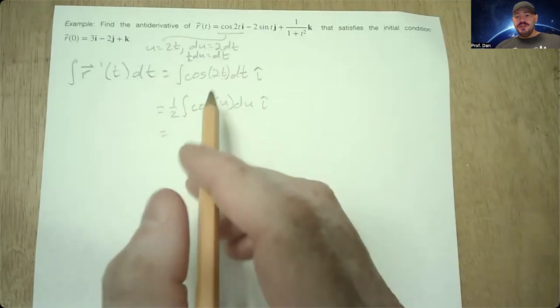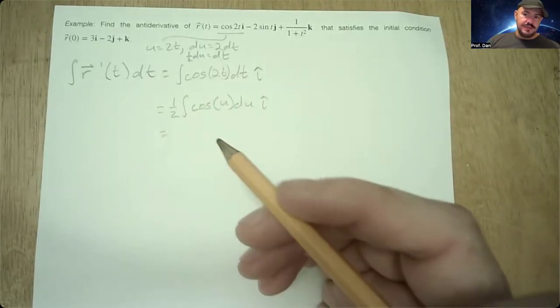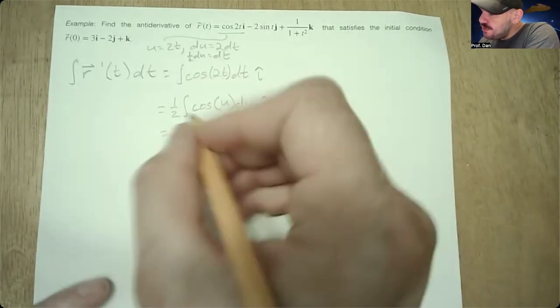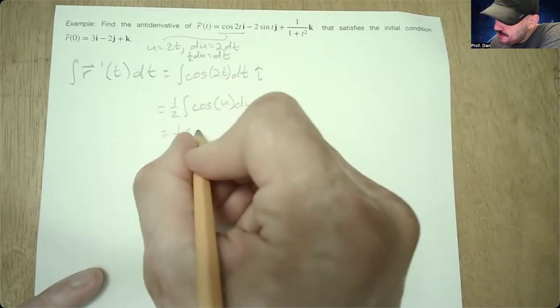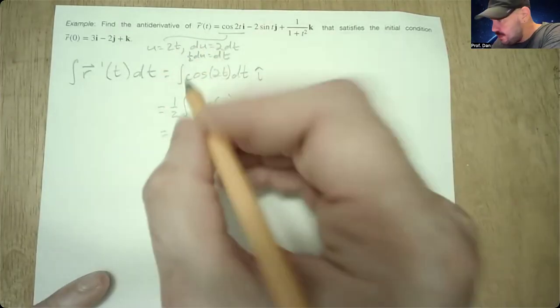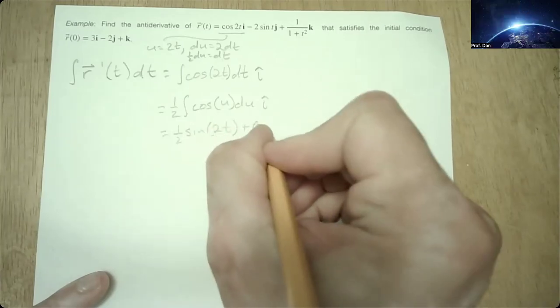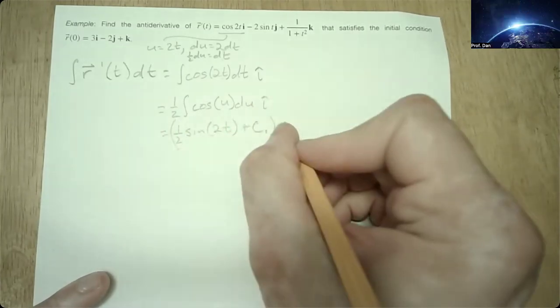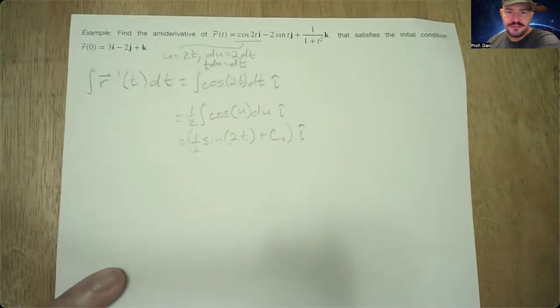Remember, when you're integrating, the negatives are opposite of what they are when you take the derivative. So positive 1/2 sine of u, right? But remember, we don't want to keep it as u. We want to put the original thing back in. Okay, and there we go. We got the i part.